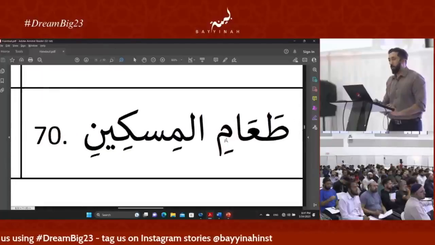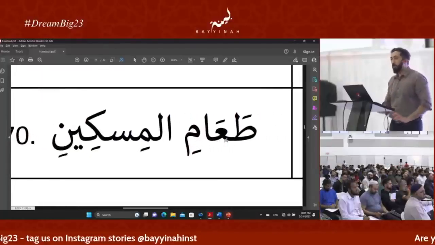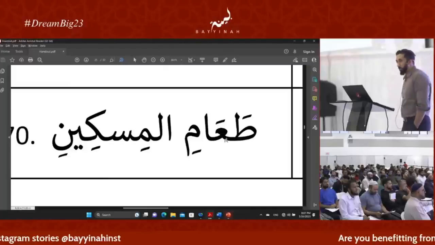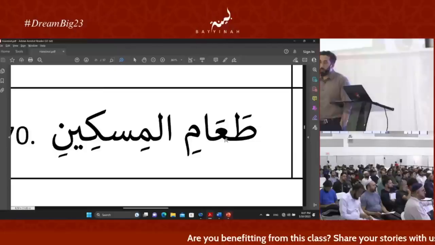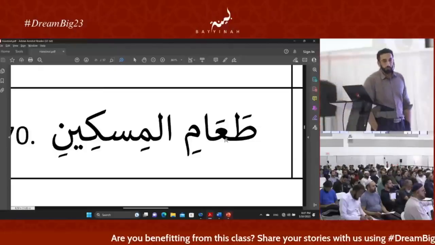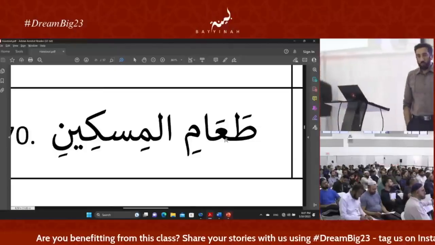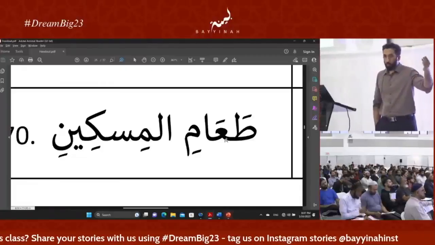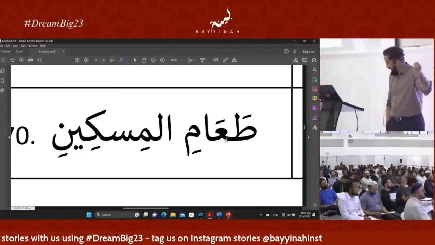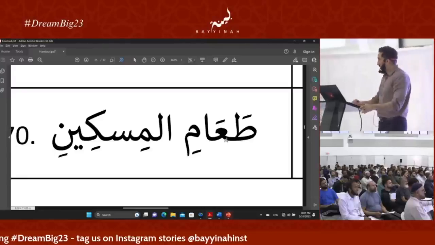ولا يحض على طعام المسكين. طعام المسكين. I have different votes. Is it light? Does it have al? Is the next word jar? It is? Ini? Yeah, that's a mudaf ilay.